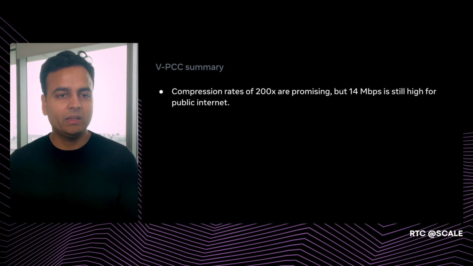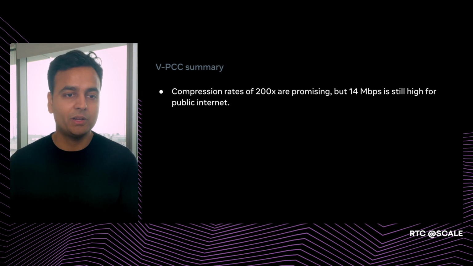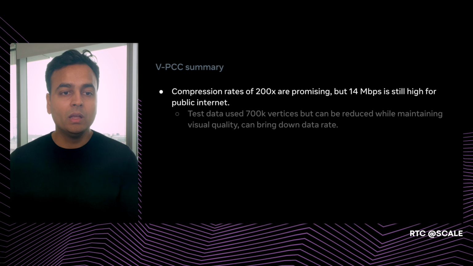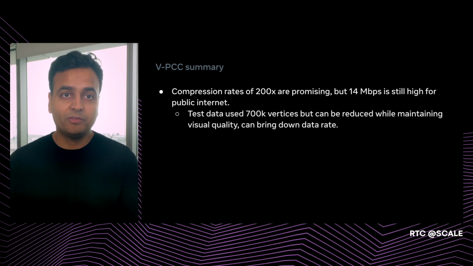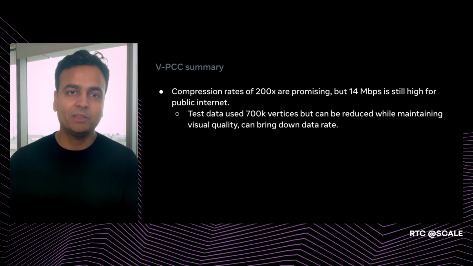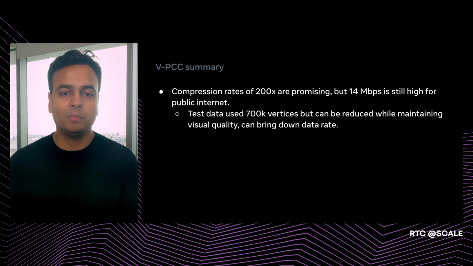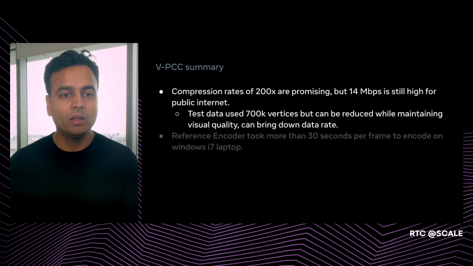So vPCC gave us compression rates of 200x, which are promising, but 14 Mbps is still pretty high for a real-time application on the public internet. The test data used 700K vertices, but we think that it can be brought down significantly by doing some smart decimation, by using more vertices on more complex areas and fewer vertices on less complex areas. We think that this can bring the data rate down to more acceptable levels for real-time applications.